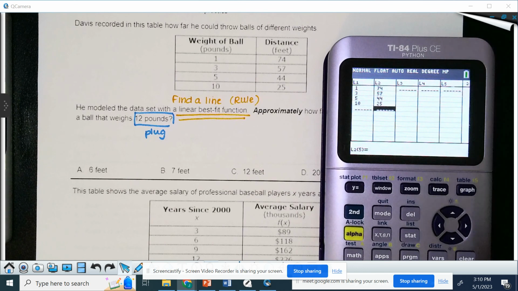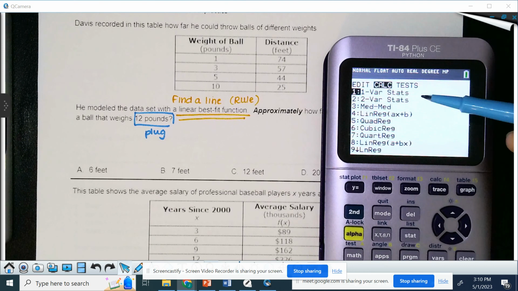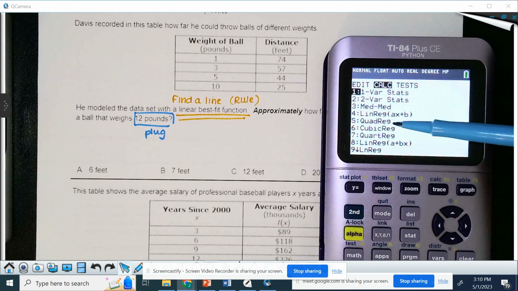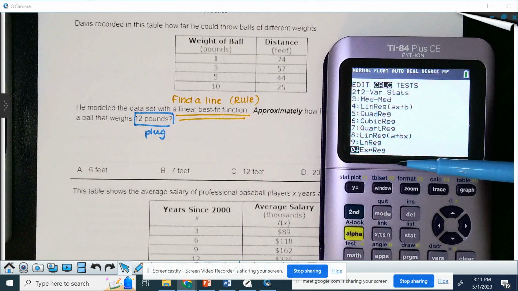Now we're going to hit Stat again and go right over to Calc. 1-Var Stats is where you get your 5-number summary, your mean, your median, and all that good fun stuff. We're going to go down to linear regression. I do want to call out, the more you can see it and look around, the better. We will start doing quadratic regression soon. For future math classes, you've got cubic regression. If you go down to 0, that's where you find your exponential regression, that you are required to use or will be expected to be able to use.